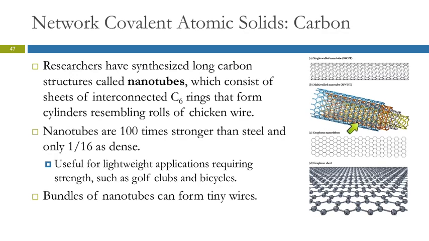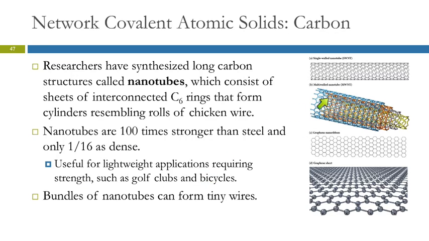You can make a multi-walled nanotube, which is like several nanotubes nested inside of each other. These nanotubes are 100 times stronger than steel, but only 1/16 as dense. So you get great strength and a low density. And so these get used in things like golf clubs, graphite golf club. They're not making it out of pencil lead. That wouldn't work very well. They're making it out of nanotubes, carbon nanotubes.